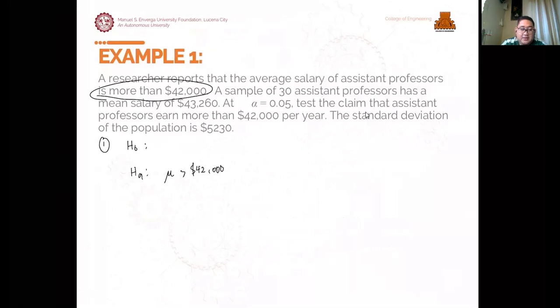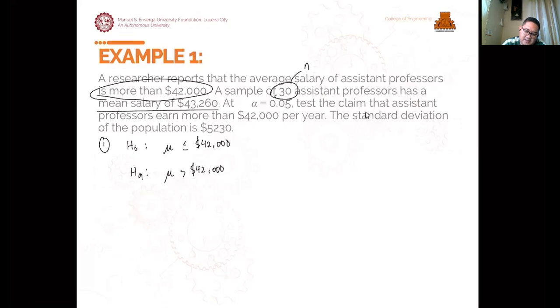Then ang null hypothesis natin is just the reciprocal or kabaliktaran ng mismong alternative natin. So ang mu natin is either less than or equal to $42,000. Okay? And then next statement, a sample of 30. So yung 30 natin is n. Assistant professors has a mean salary. So yung mean salary na 'to, nung sample natin is yung sample mean natin. Yung sample mean siya yung bar X. Okay? So at alpha is equals to 0.05.